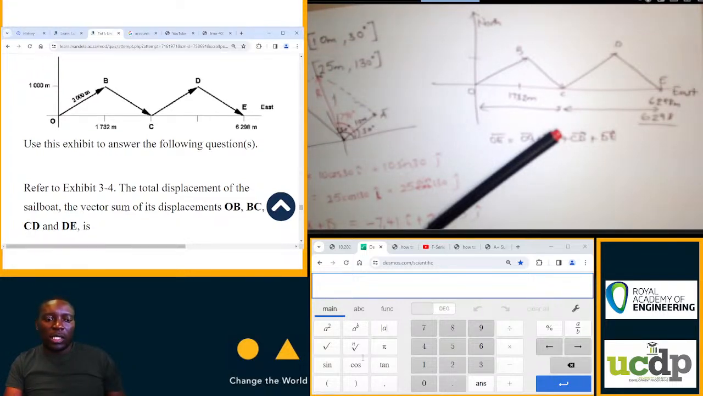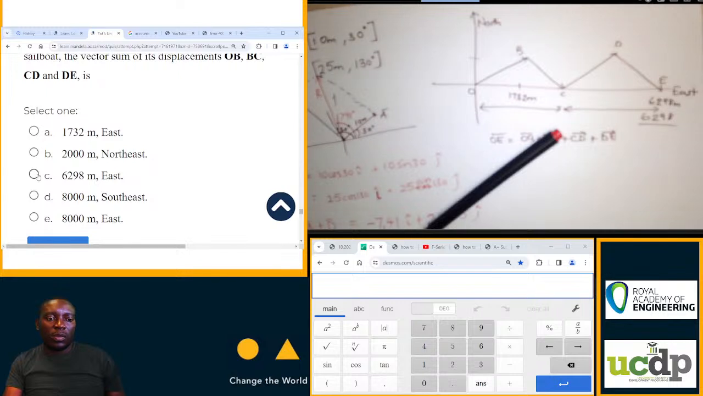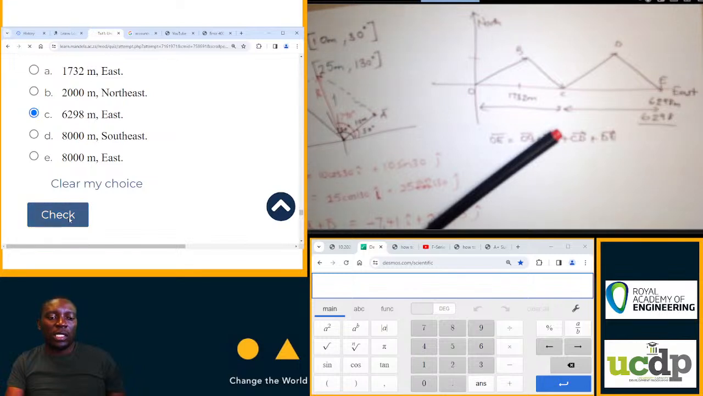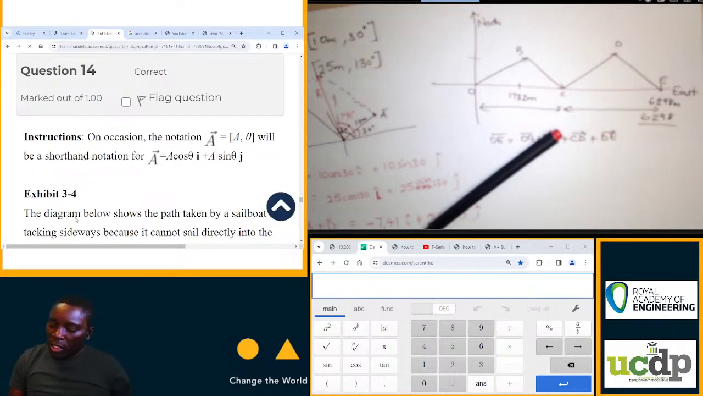So there's nothing to really calculate there, rather than pick that displacement is a magnitude of 6298 meters in one direction, which is the easterly direction. So nothing to really calculate there. The answer is already there and given.